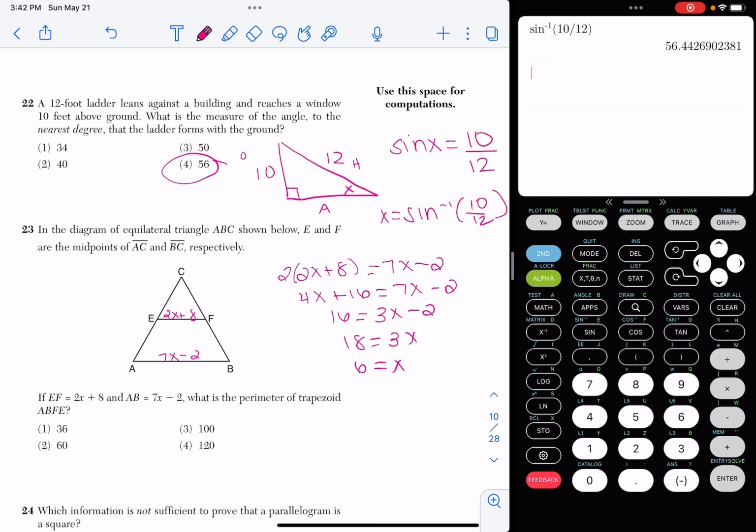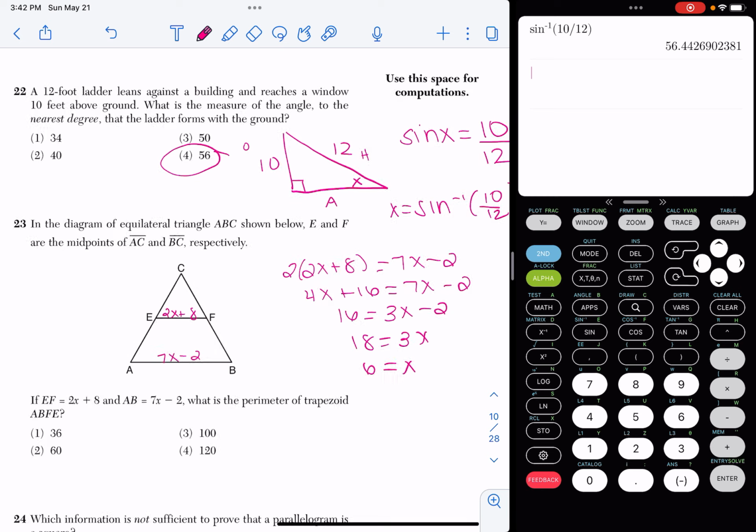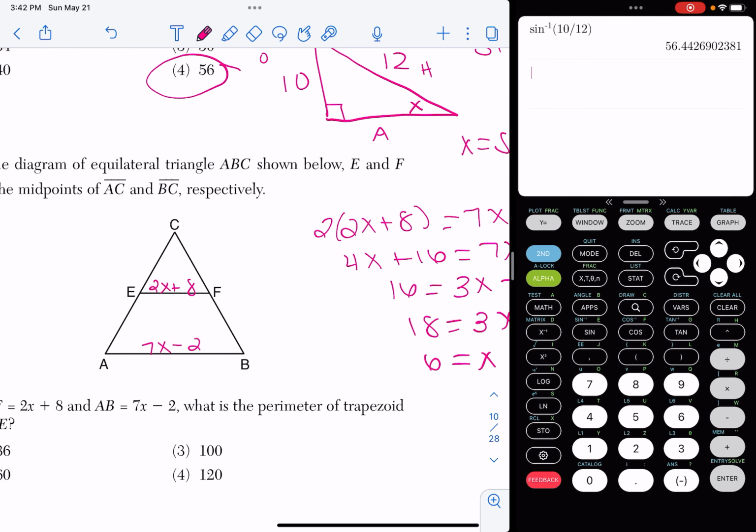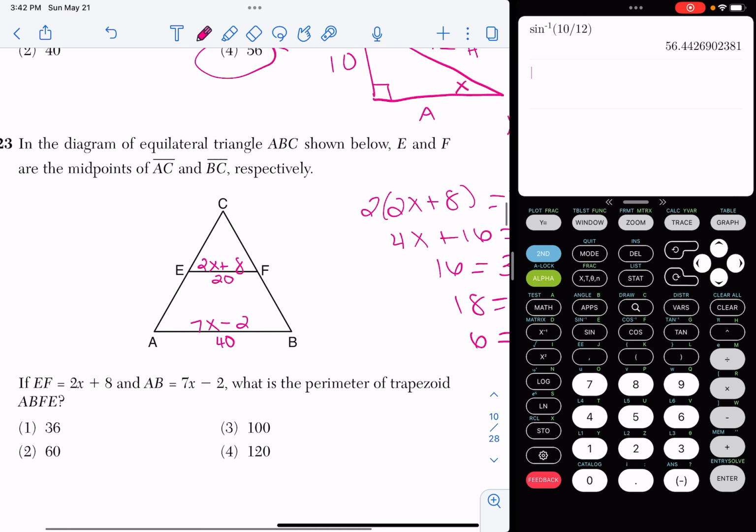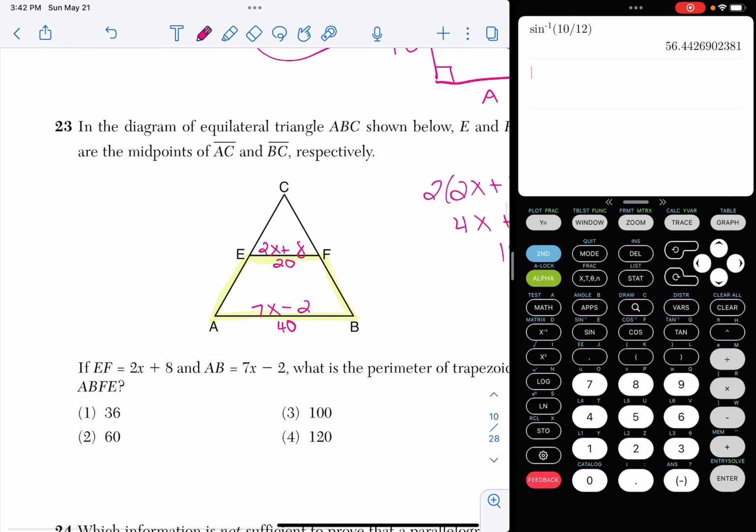All right, now let's fill in what we know here. So EF in this case is 2 times 6, so 12, plus 8, so this is 20. Down here, 7 times 6 is 42, minus 2 is 40. We're looking for the perimeter of ABFE. So I have basically the top and bottom. If it helps, you could just draw it separately over here, even if it's a little sloppy. That's 20, that's 40. I need the lengths of the other two sides.